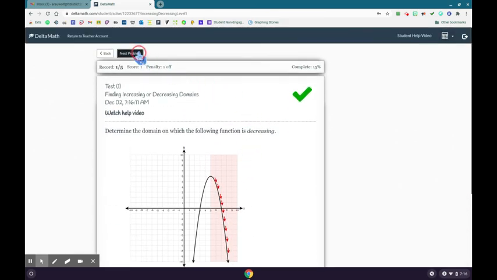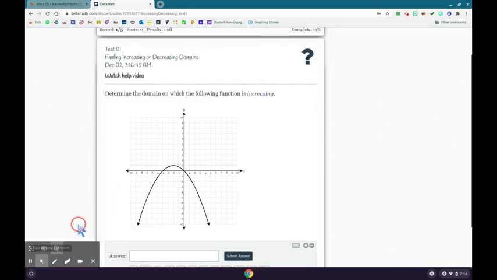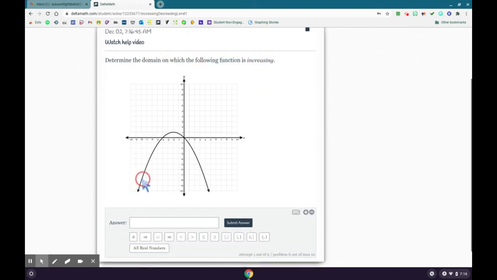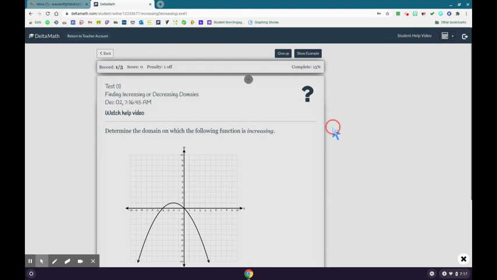Let's see if we can find an increasing one. So here's one where it says determine the domain on which the following function is increasing. Well, I see my graph is going up right here, but it starts going to the left with an arrow. So going to the left with an arrow is a negative infinity. And this increases all the way up until we hit our maximum. Once we hit that maximum, we're not increasing anymore. So it's going to be right here at -2. Okay. Hopefully that's right. It is.